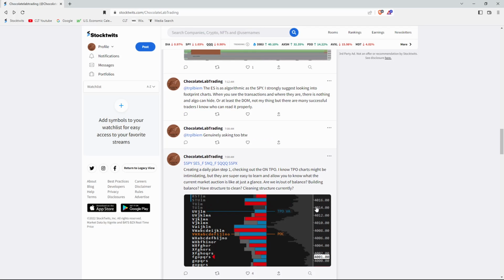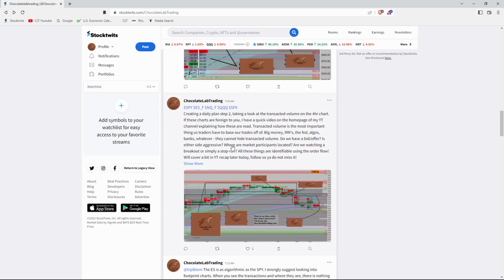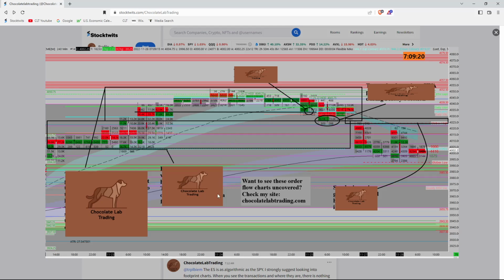So from there, my step two always is going to the 4-hour footprint chart. Now, if you're unfamiliar with footprint charts, I have pinned to the home of the YouTube channel a simple video on how to read these charts. Footprint charts are very customizable, so my video, of course, explains how I have mine set up. But essentially, what you're looking at here is the transacted volume.